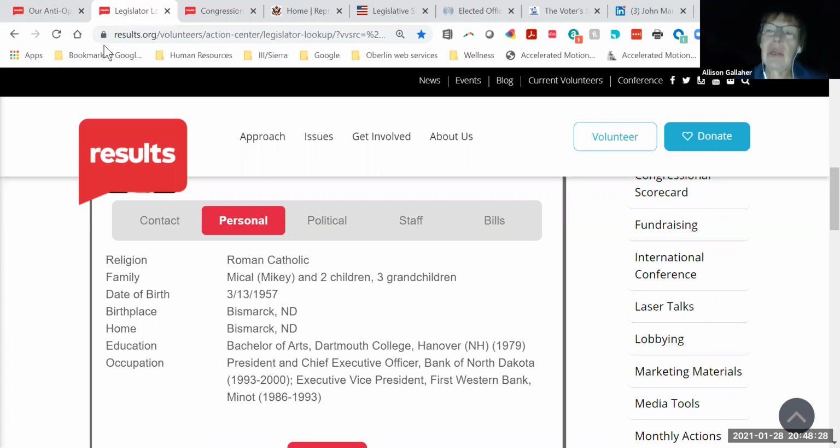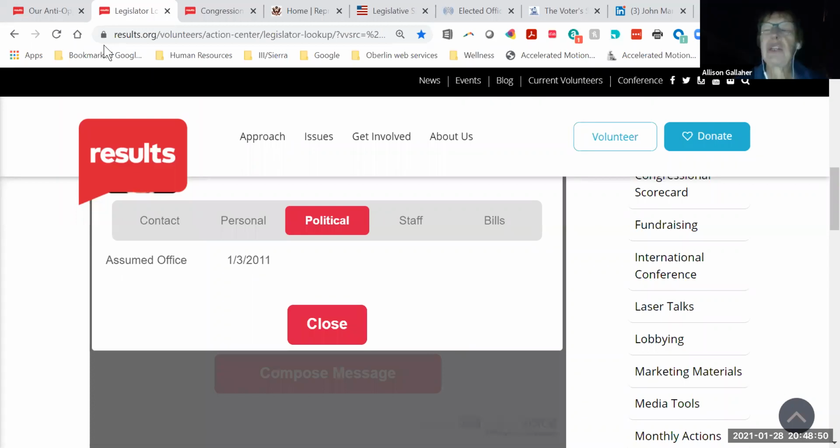And then you can use their messaging as a way to make a connection with this office. And certainly if you yourself share the faith of the representative, that is another point of connection between you that you can use to build your relationship. The next thing it will have is this political tab, which tells you when they took office, and then almost always tells you what committees they are on.